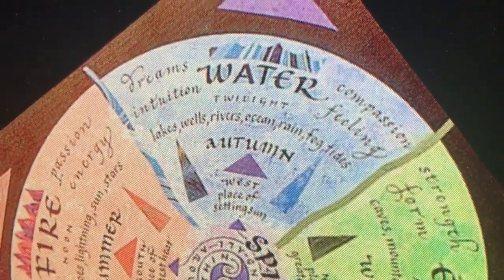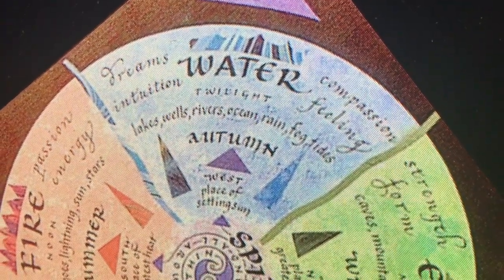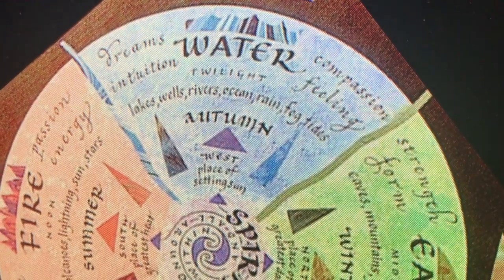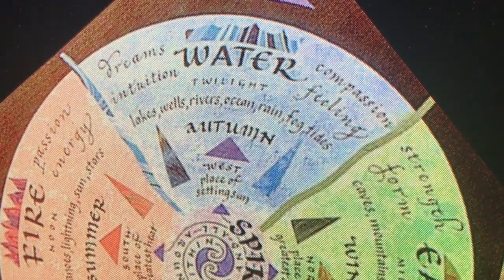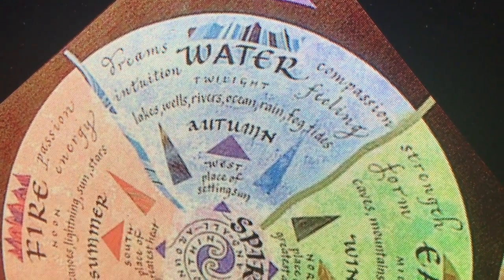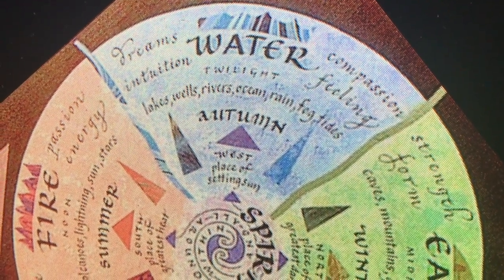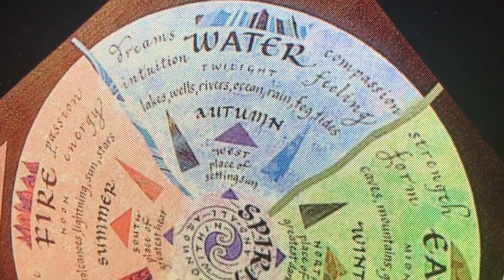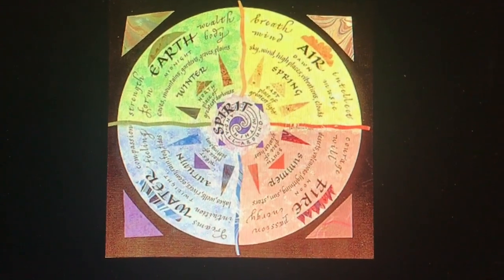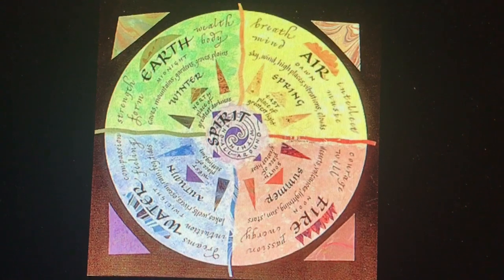And then we move on to the suit of cups, or water. It's associated with dreams, intuition, twilight. The season it's associated with is autumn. The direction it's associated with is west. It also represents compassion and feeling. So I hope this helps give you a little insight. I love this chart.